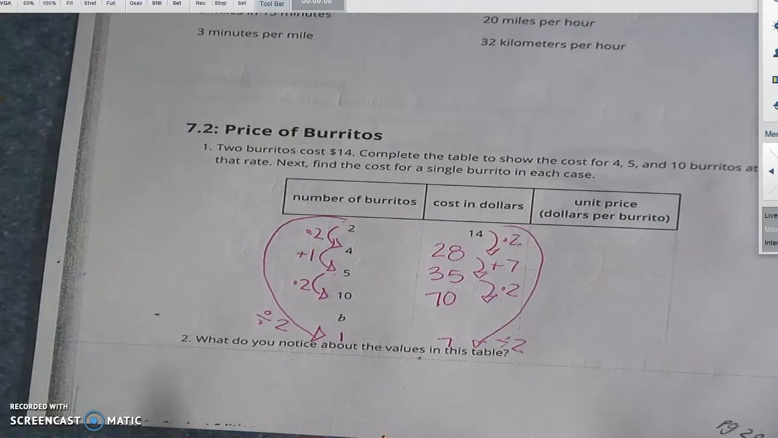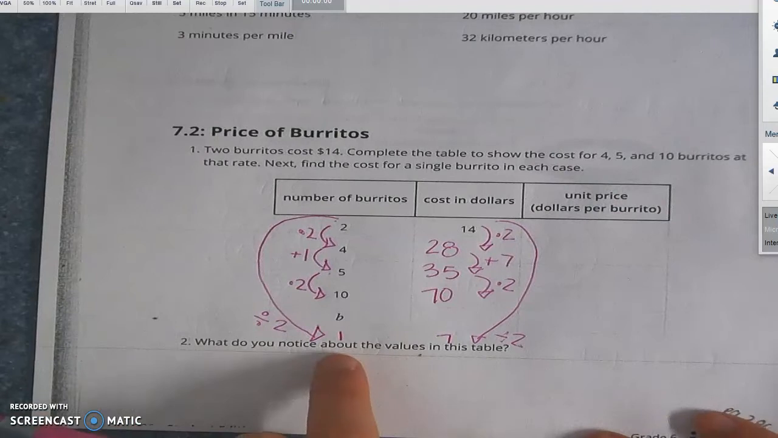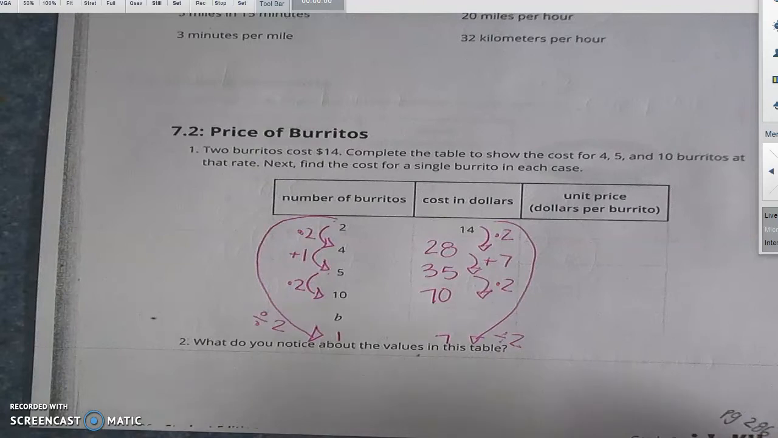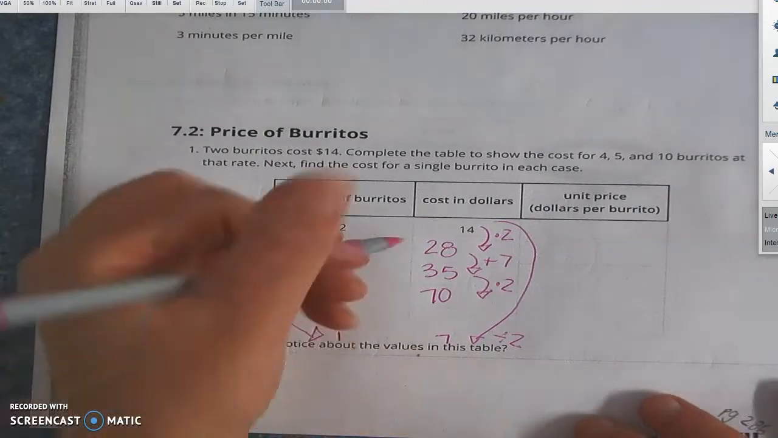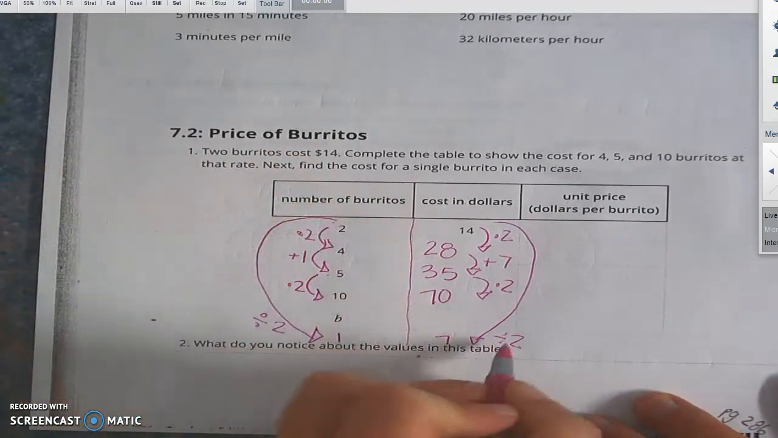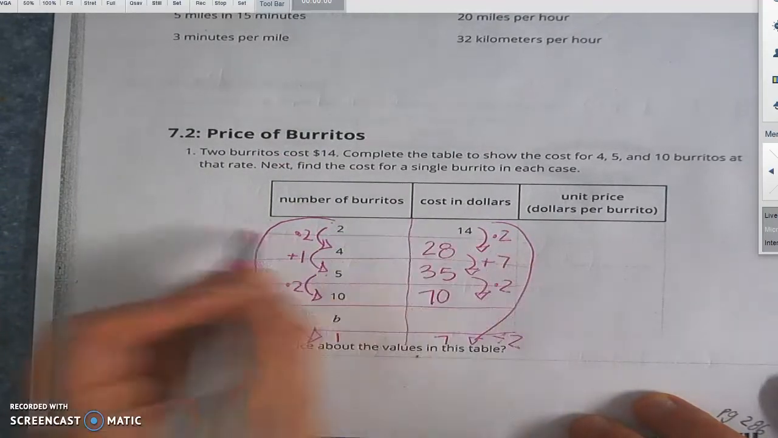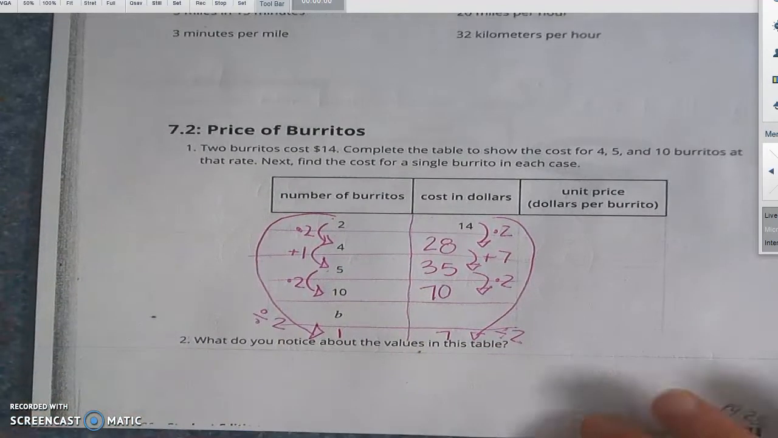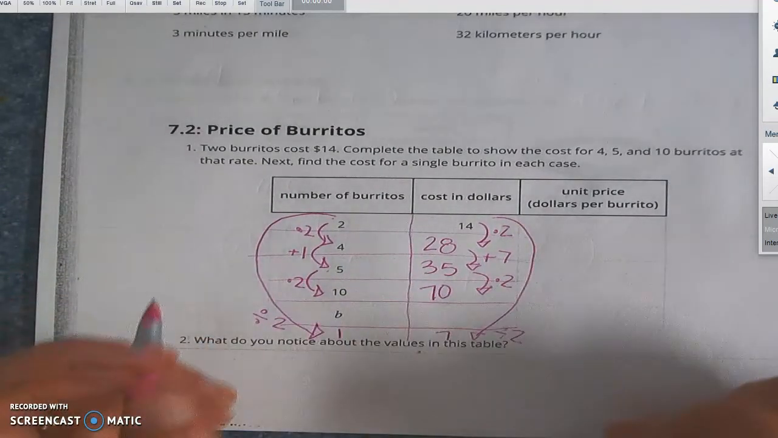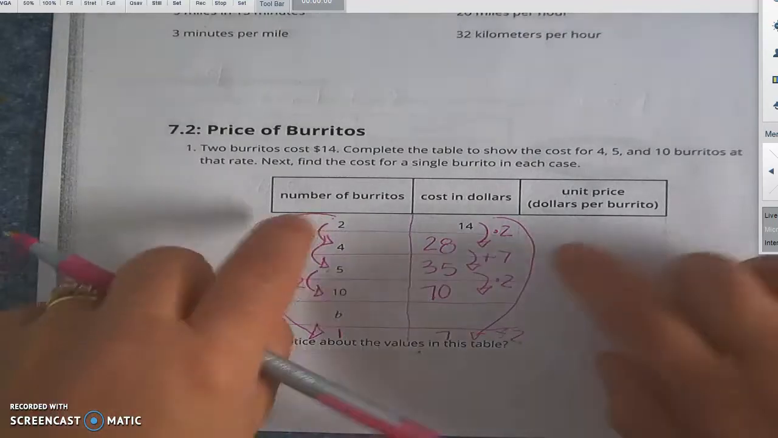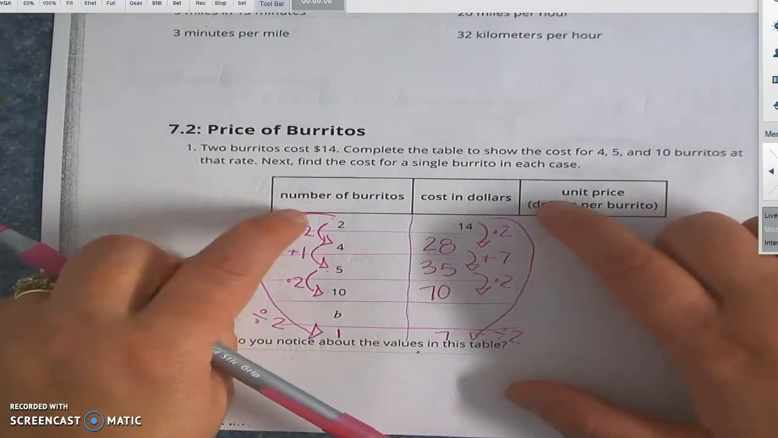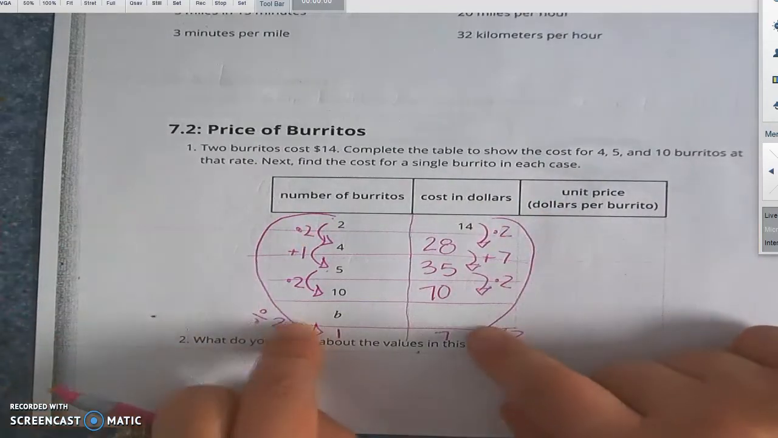So then it says unit price. How many dollars per burrito? So for each row, we need to figure out how much are they charging us per burrito. But because we already figured out the price for 1, we already figured out that that was $7 per burrito. That's going to be the same in every single row of this. So if I were to make a table or go down to 1 each time, so I can go from 2 down to 1, divided by 2 gives me 1 and 7.